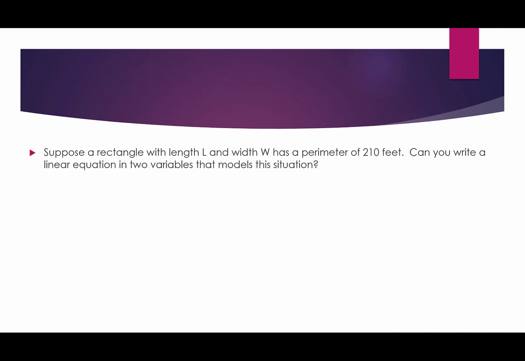To start thinking about this, let's just see what we remember from geometry. Suppose a rectangle with length L and width W has a perimeter of 210 feet. Can you write a linear equation in two variables that models this situation? So we've got two variables here for sure, L and W, the length and the width of this rectangle.